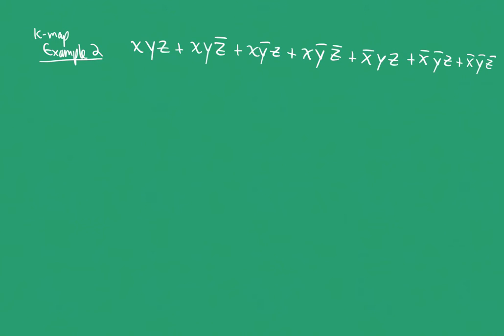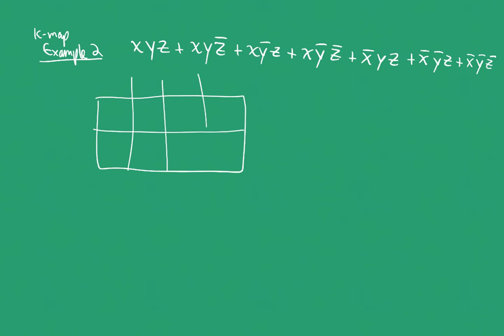Now we'll do an example that has more min terms and see what other patterns we can find in the K-map to help us simplify. So we have x and not x. We have yz, yz bar, y bar z bar, and y bar z.